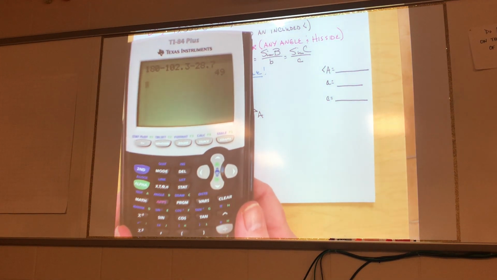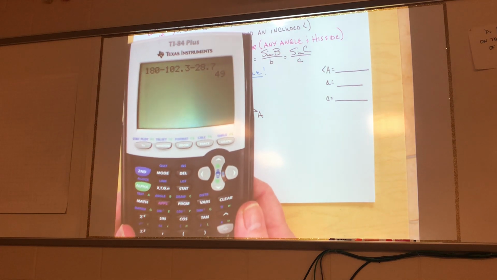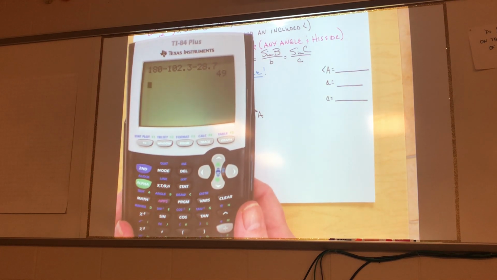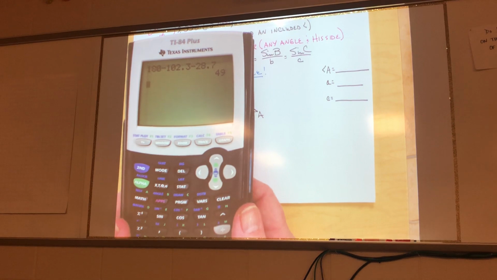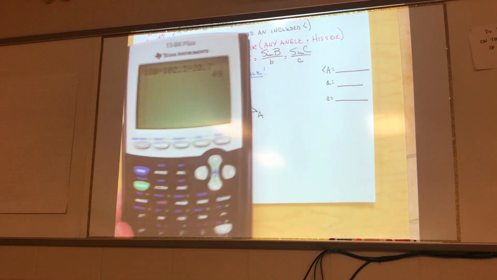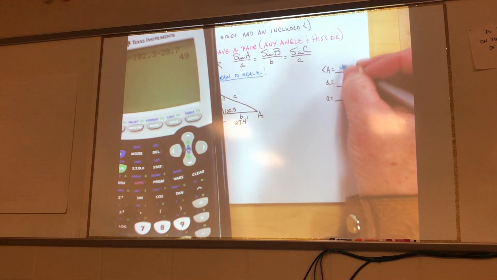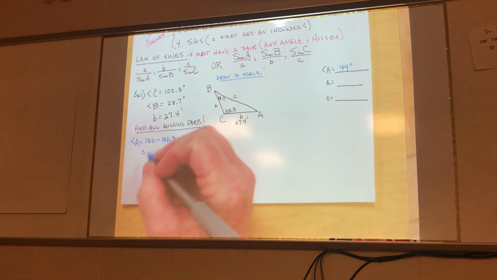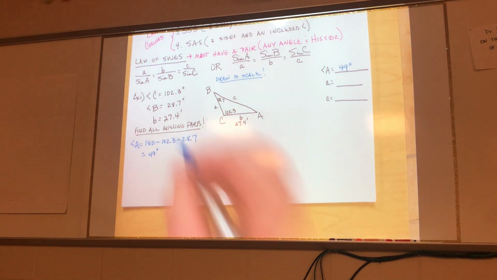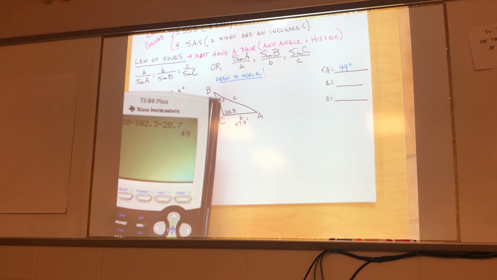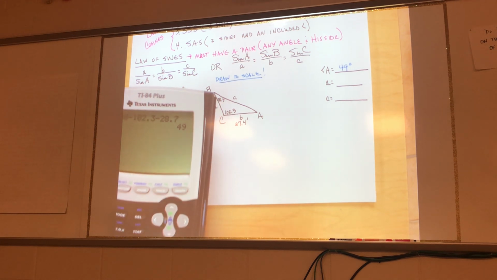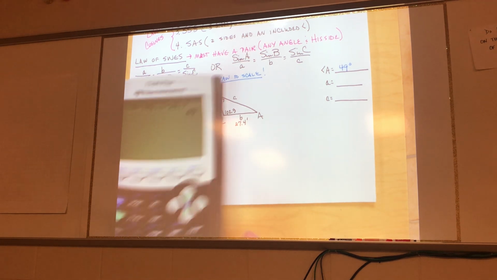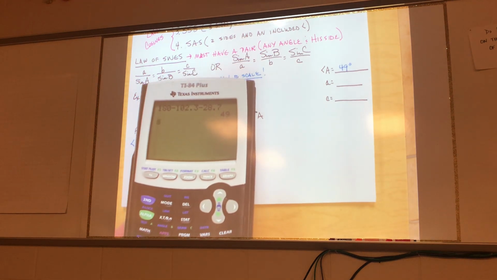Okay, so here it is right here. 180 minus 102.3 minus 28.7, 49 degrees. So I'm gonna go ahead and fill that in. 49 degrees, that's my angle. Anybody got a question?